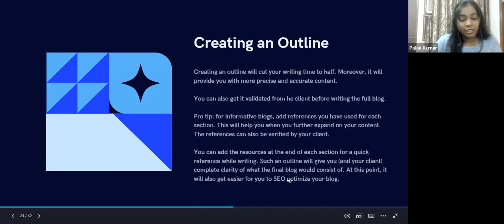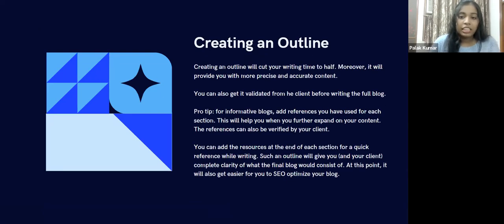Coming to the next part, creating an outline. Now, creating an outline helps you write faster. It provides you with more precise and accurate content. And in case of short blogs, like 800 to 1000 words, we can just directly do that. But if the blogs or articles are longer than that, I would say please go with an outline, and if you want, you can get it validated from the client before writing a full blog.